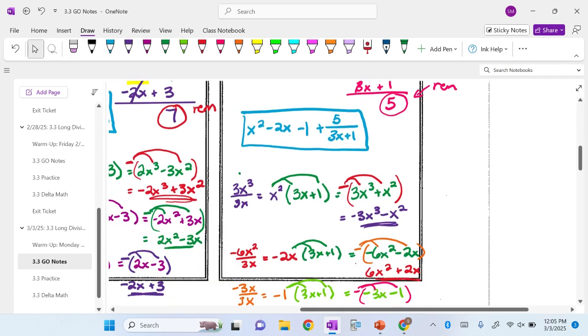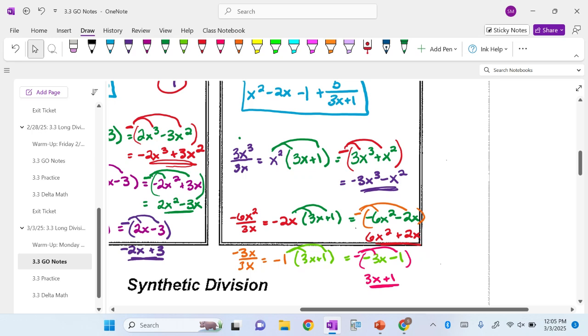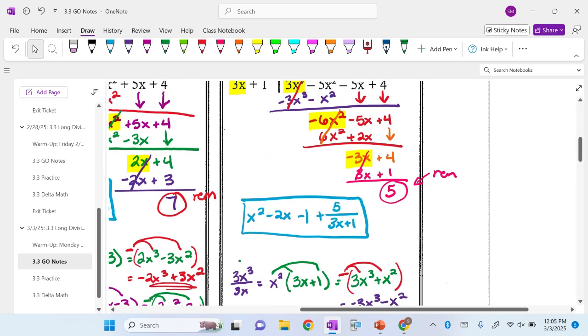So again, just to recap, I did negative 3x divided by 3x. I got negative 1. Multiply that negative 1 to the 3x plus 1. I got negative 3x minus 1. Multiplied another negative 1 to it to flip the signs again. So what I wrote up top that I was adding, subtracting to the top was 3x plus 1, which I did up here. The 3x's canceled themselves out. 4 plus 1's 5. Had nothing to bring down, so I knew I was done. And that's my remainder.